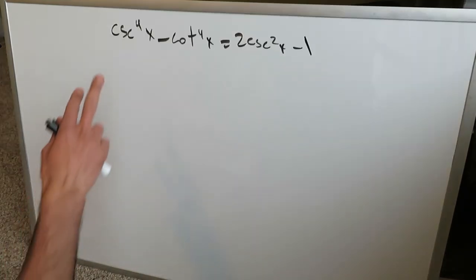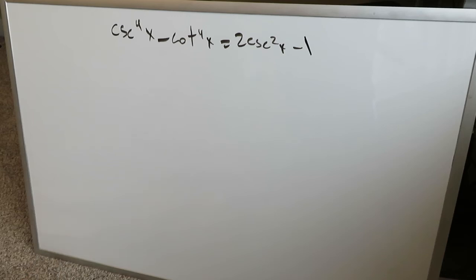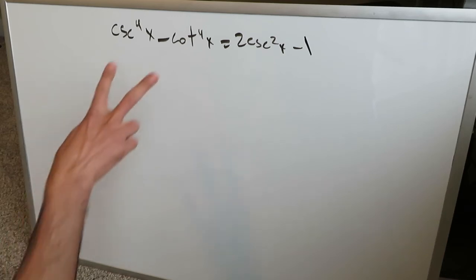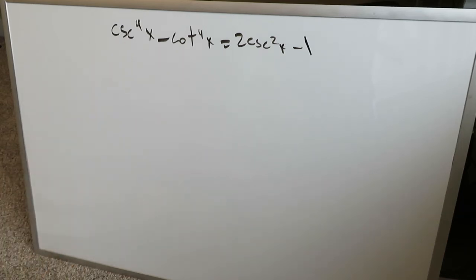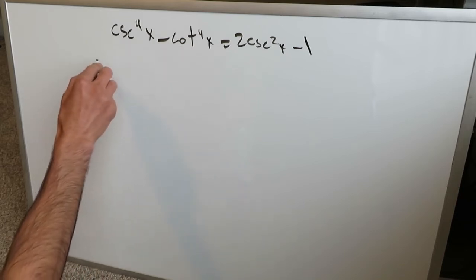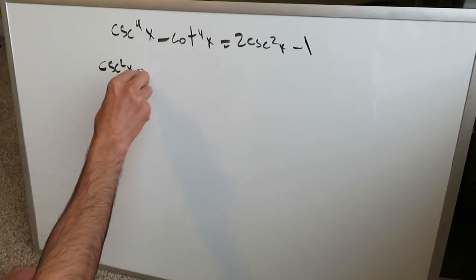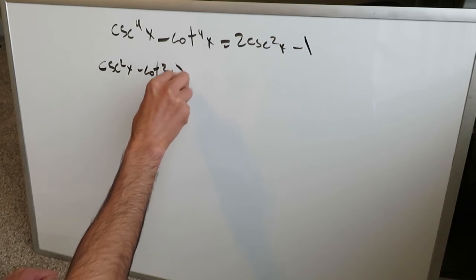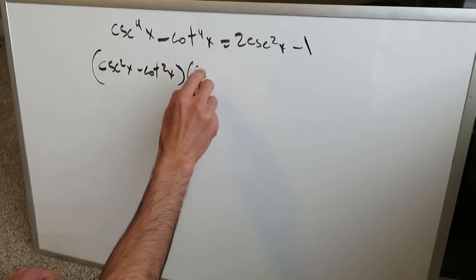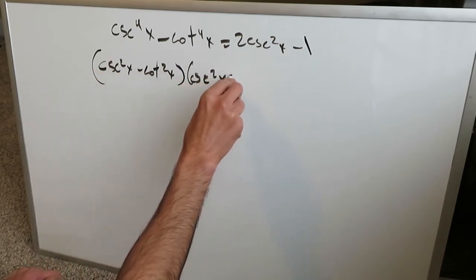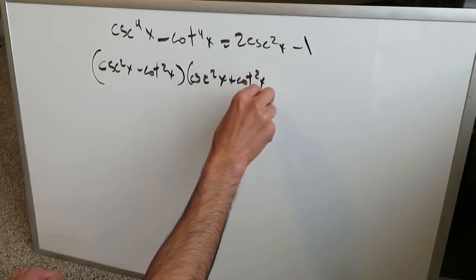This one over here, proving this side is equal to that side, is very similar to the previous question, except here we're dealing with these two functions. a squared minus b squared treated as such: cosecant squared x minus cotangent squared x, multiplied by the exact same thing, cosecant squared x plus cotangent squared x.